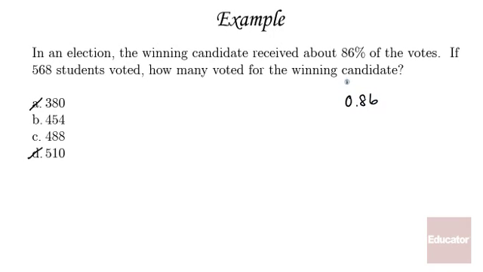0.86 times 568. 6 times 8 is 48. And at that point, your last number 8 has shown up in answer C. You could stop at that point and you know your answer would be C. Let's continue just to make sure that we get the answer correct. 36 plus 4 is 40, and that's 34. Hold the place, and that's 64. 6, 48. 48 plus 6 is 54. And that's 45.